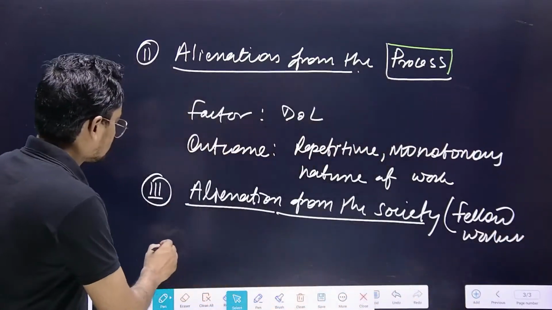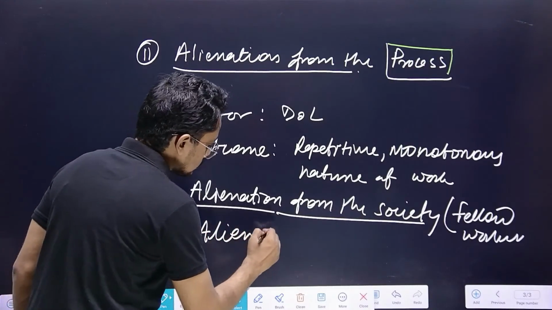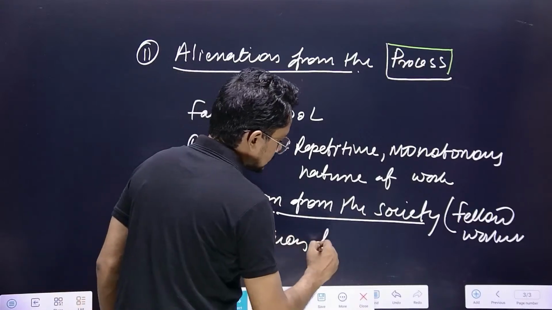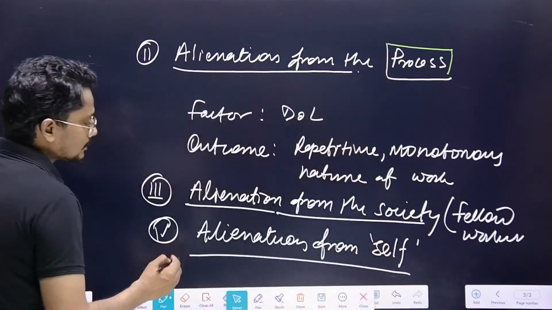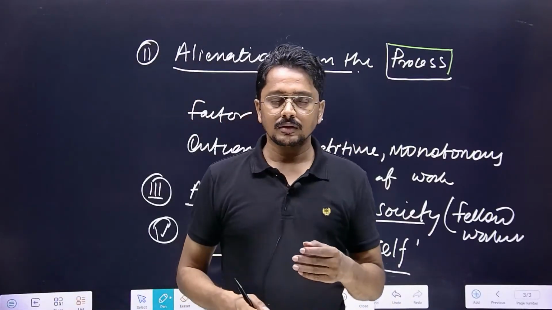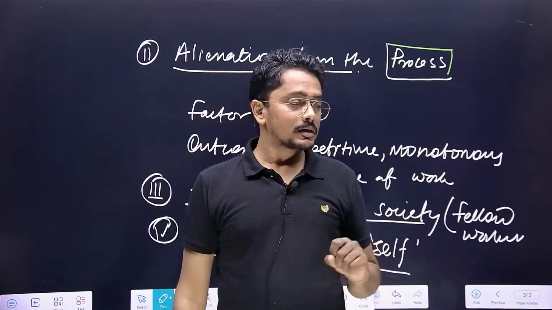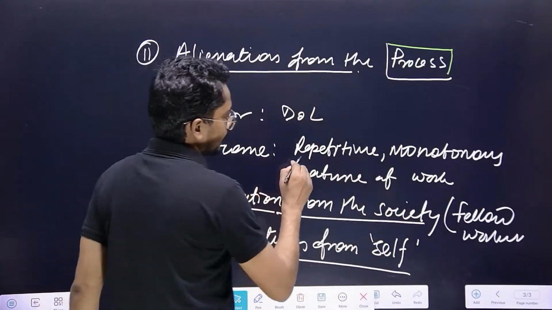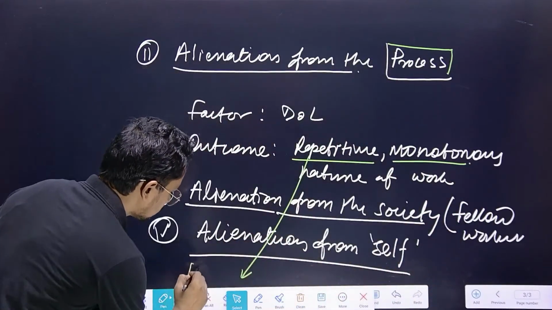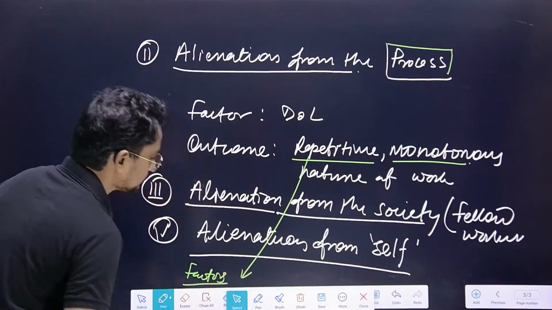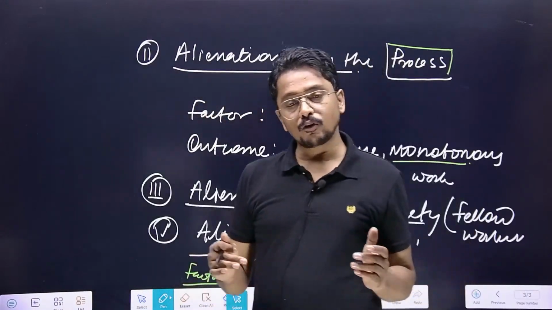Fine. And the fourth one, alienation from the self. What is this self? So, the factor will remain the same. Why will the factor remain the same? Repetitive nature. Here repetitive nature becomes the factor, repetitive nature and monotonous. This becomes the factor. And therefore, labor has no scope of creativity and innovation.